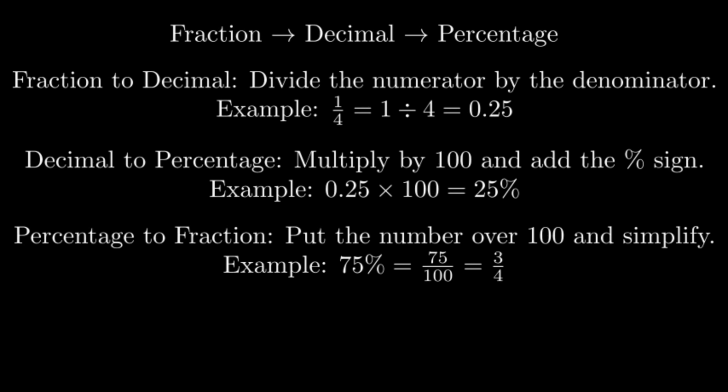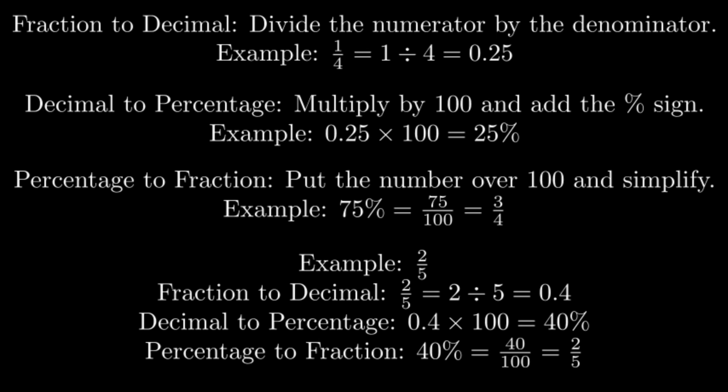Let's trace one value through all three forms to see it in action. Let's take the fraction 2/5. To make it a decimal, we do 2 divided by 5, which is 0.4. To make that a percentage, we multiply by 100 to get 40%. And to go back to a fraction, 40% is 40 over 100, which simplifies back to 2/5. They are all the same value.